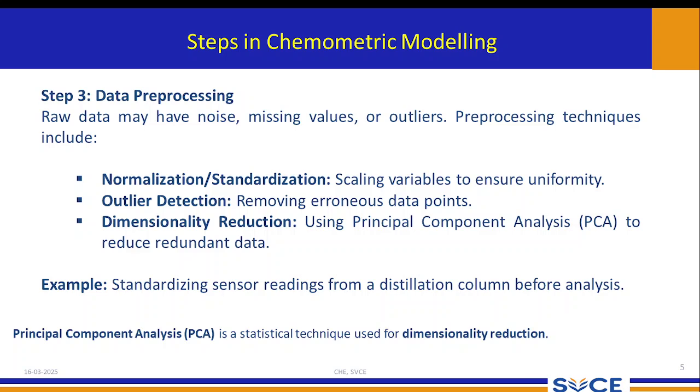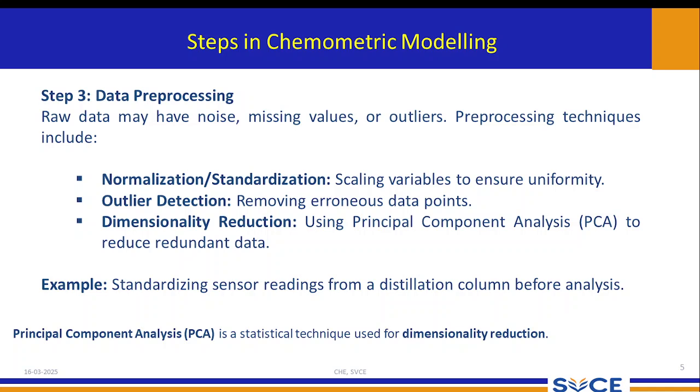Dimensionality reduction using principal component analysis is a statistical technique. Usually this term, dimensionality reduction, is used in machine learning subjects. Dimensionality reduction is nothing but reducing the number of variables. So using principal component analysis to reduce the redundant data, that is dimensionality reduction, as well as reducing the number of variables which do not have much effect. Redundant data is data which keeps repeating.